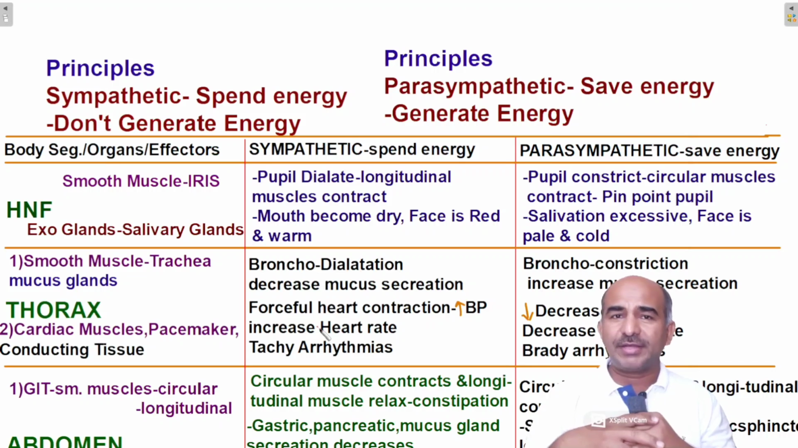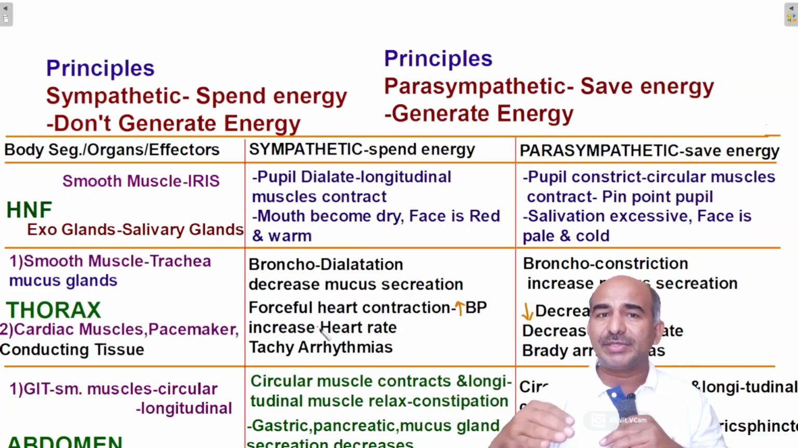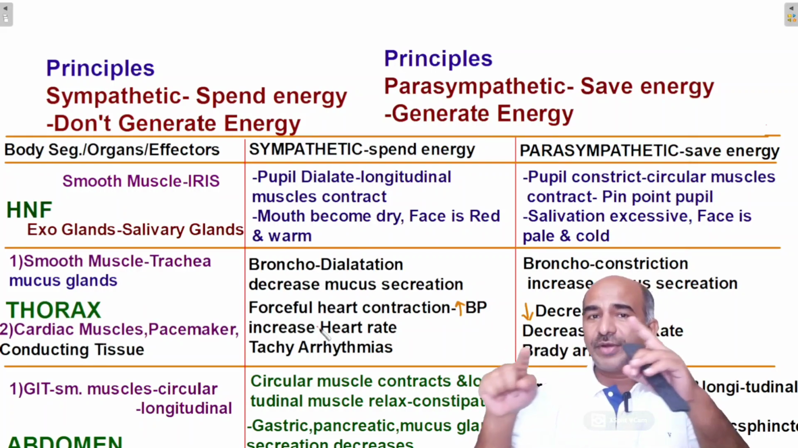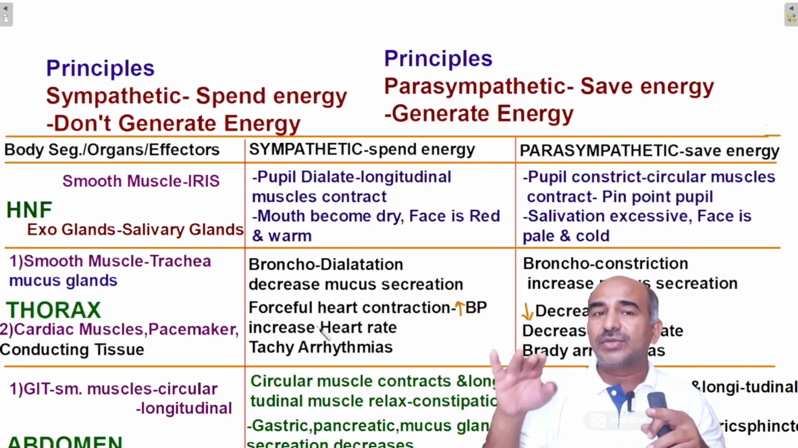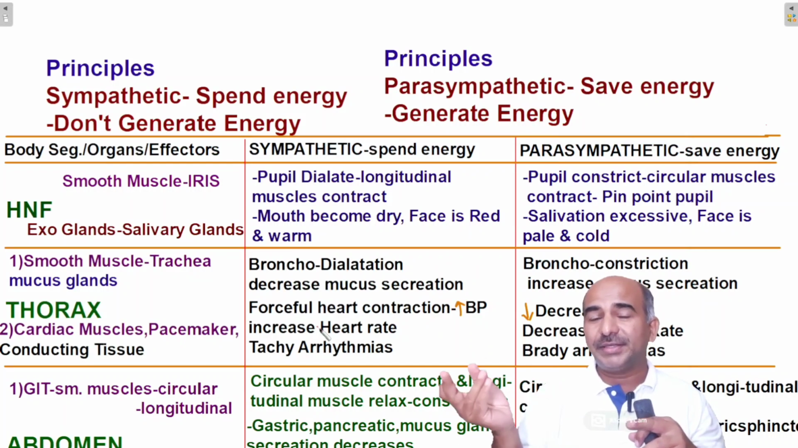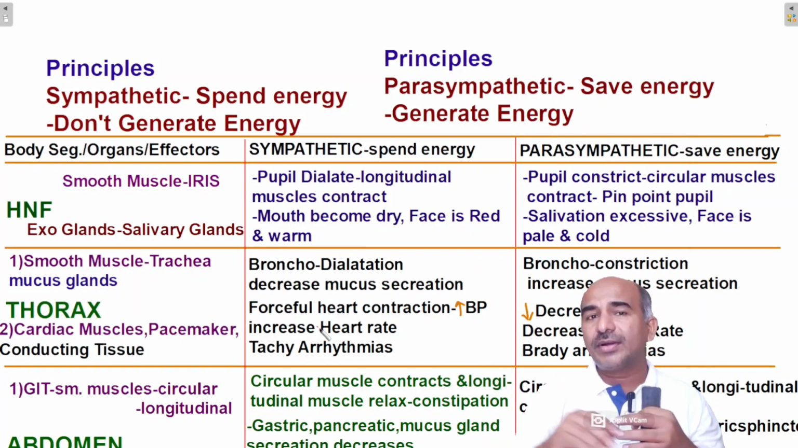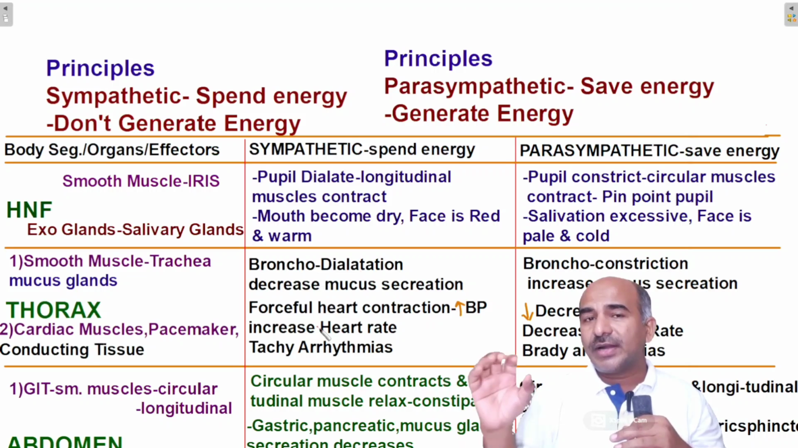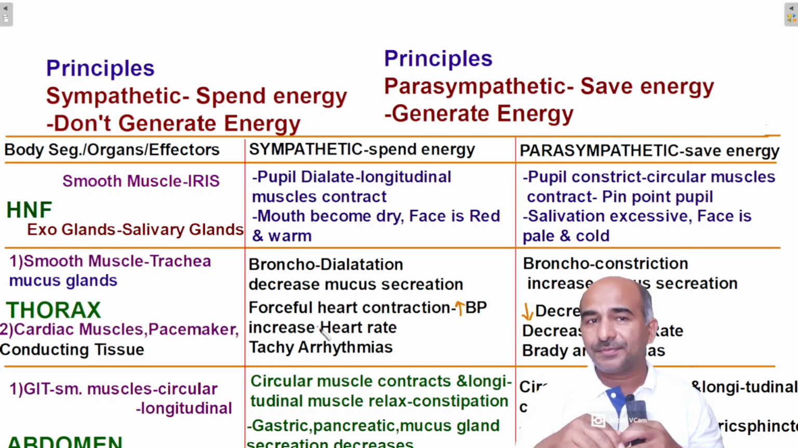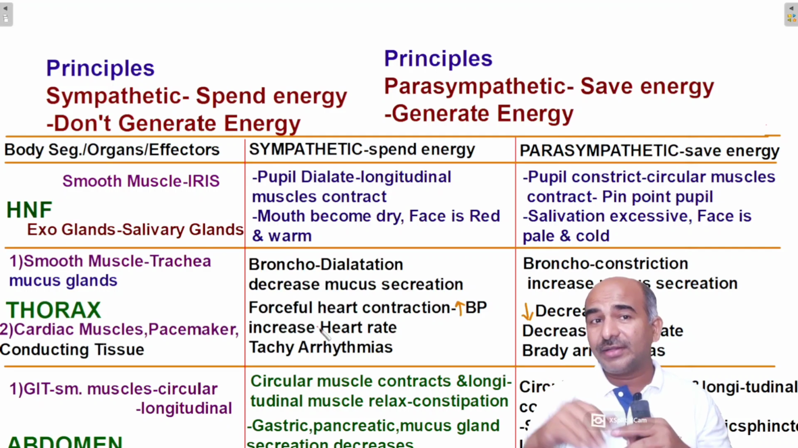Opposite will be happening in parasympathetic. Rate of generation of impulse decreases, so heart rate decreases. Rate of conduction of impulse will decrease, so there can be bradyarrhythmia or bradycardia. And third, we'll say cardiac muscles, force of contraction is decreased, so blood pressure will be decreased. Got the point?